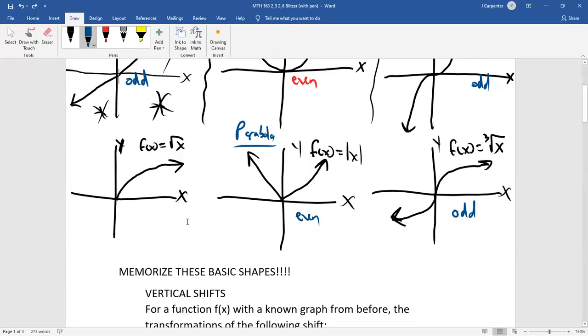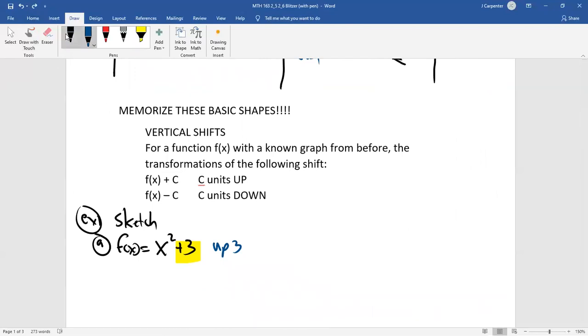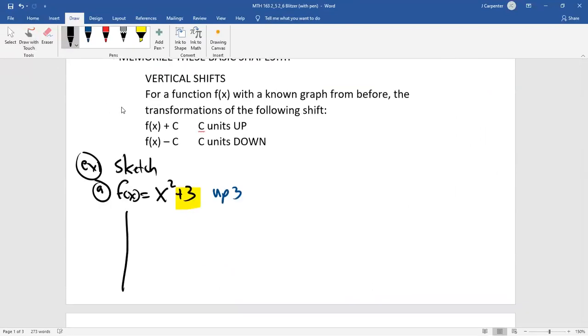Oops, didn't mean to erase that far. There we go. So we just take our x squared graph. Now, if you want to draw ghost images, you can. I'm going to erase it for this one because it's pretty simple. So here is just your basic x squared. And then we just move it up 3 units.